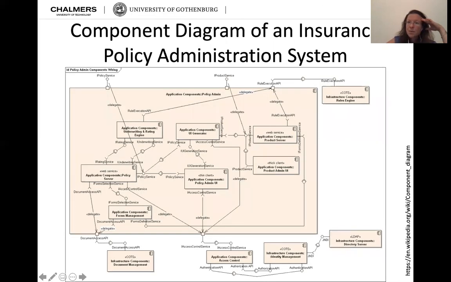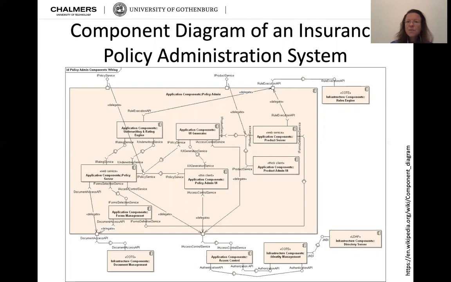And then a slightly more complex one, just so you know that not all component diagrams are going to be that simple. This one is an insurance policy administration system. It might be hard to read on your screen, so either download the slides as PDF or check wikipedia.org for the component diagram there. That's where I got this example from. And then you can blow it up and make it larger.